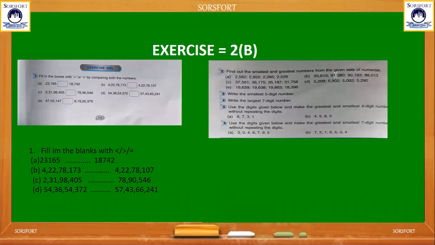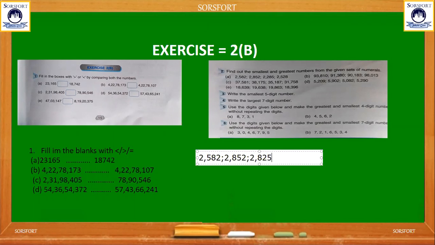Find out the smallest and the greatest number from the given sets of numerals. So here a few numbers are given. The first question is there. First is A. What are the numbers? First I will write down the number 2,582. Then the number is 2,852. Then it is 2,825. Then 528. So these are all the numbers.